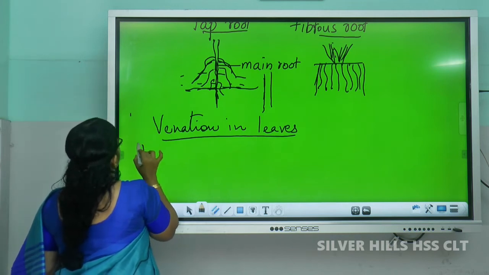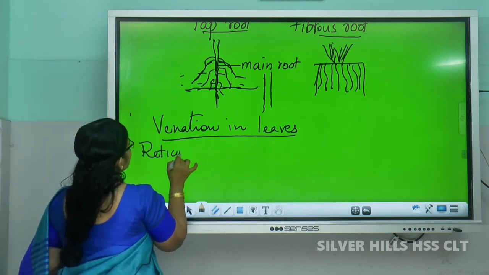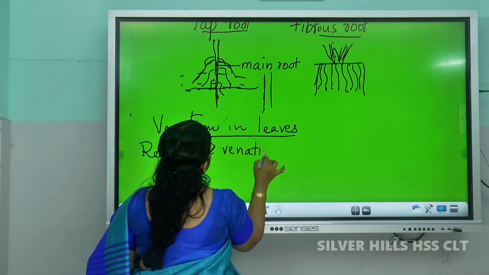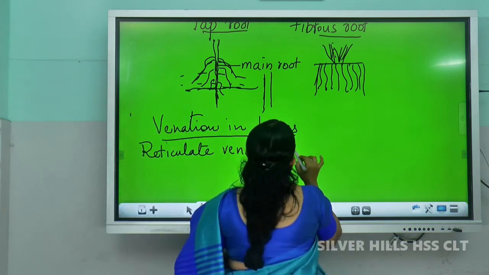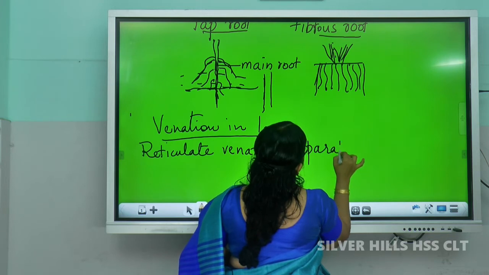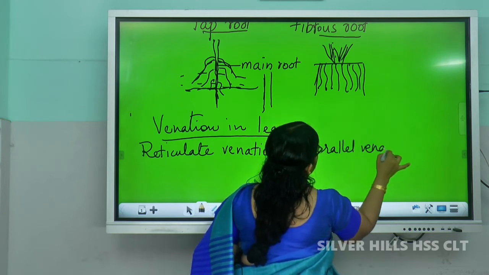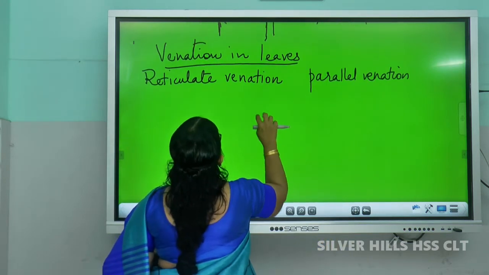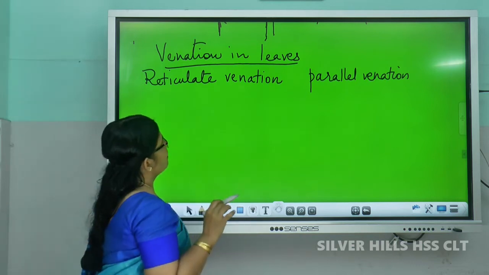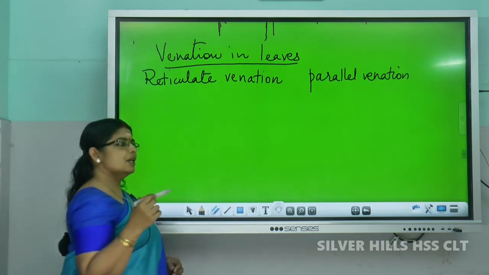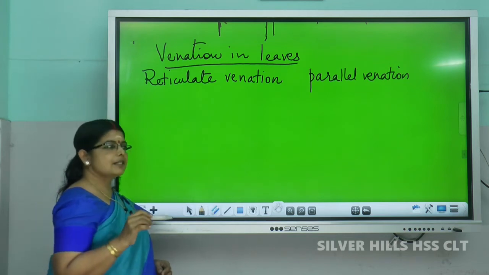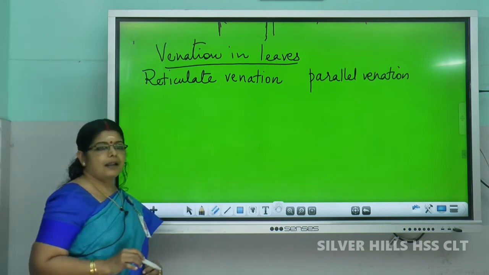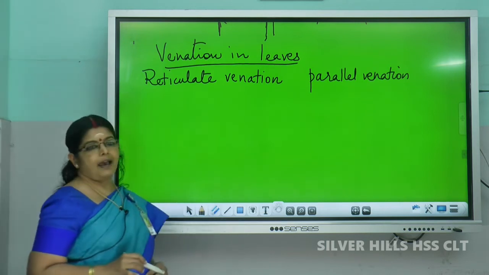They are reticulate venation and parallel venation. What is reticulate venation? All of you understood what is venation? Arrangement of veins on leaves. In reticulate venation, the veins are arranged in a network manner.